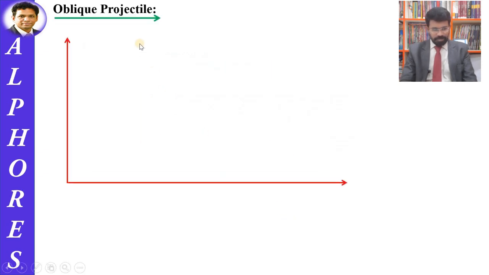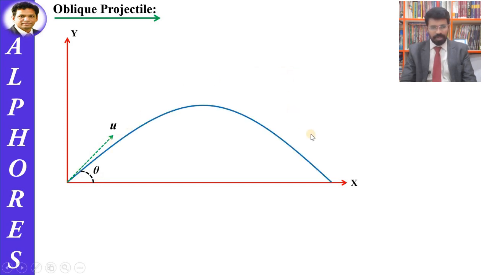Oblique projectile. I'm taking an xy coordinate system. Let us say from the origin a body is projected with an initial velocity u at an angle theta with the horizontal. The body follows a parabolic path, isn't it? And this u can be resolved into two components, ux and uy. Ux is u cos theta, uy is u sin theta, and the initial velocity of projection, u bar, can be written as u cos theta i cap plus u sin theta j cap.